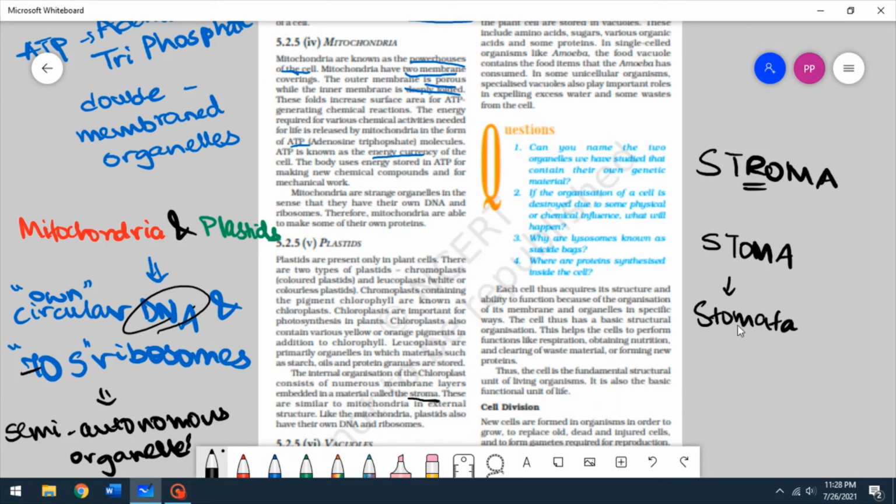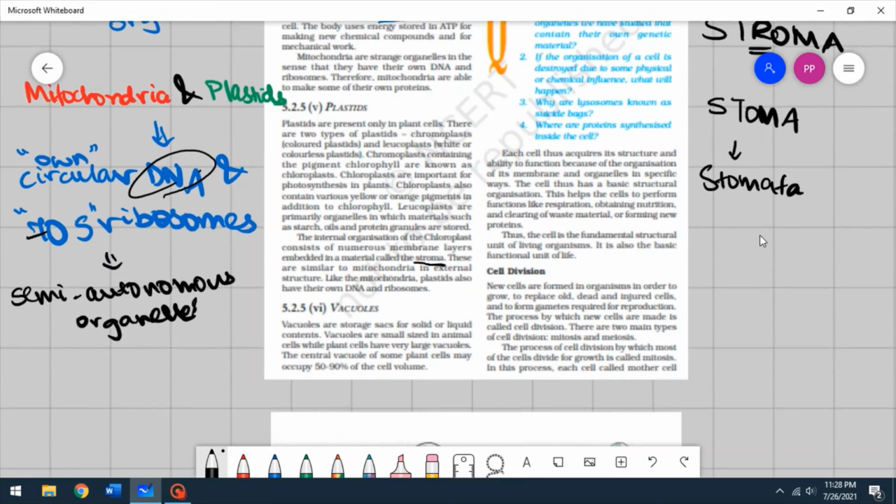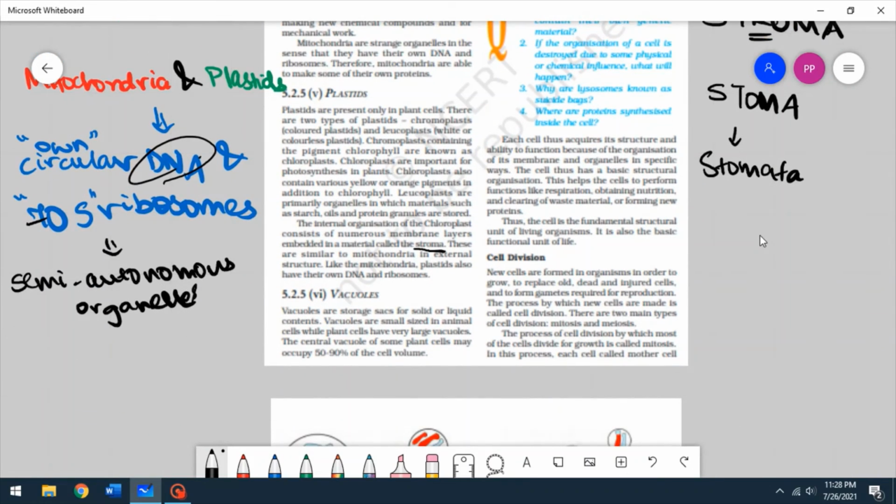I think we learned about them in 8th grade or 7th grade, just before 9th grade. Alright, and then like mitochondria, they also have their own DNA and ribosomes. And then we're talking about vacuoles. They're storage sacs for solid or liquid contents.